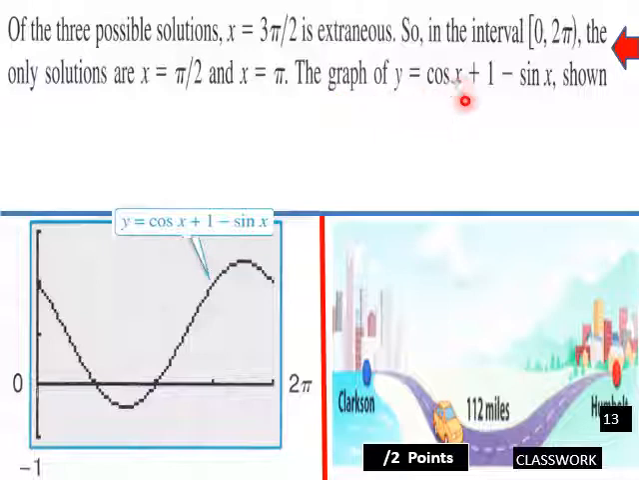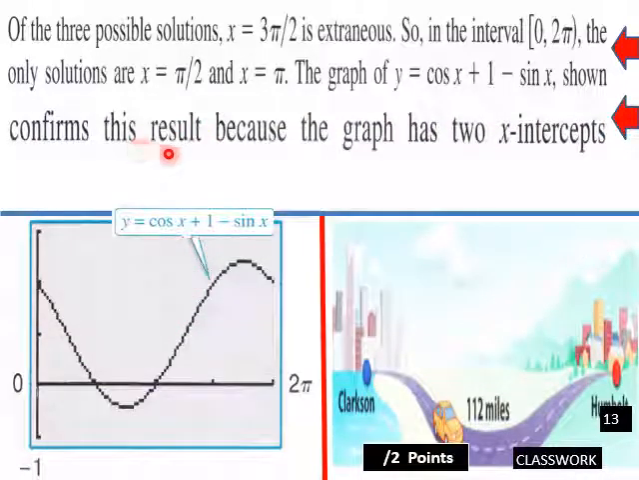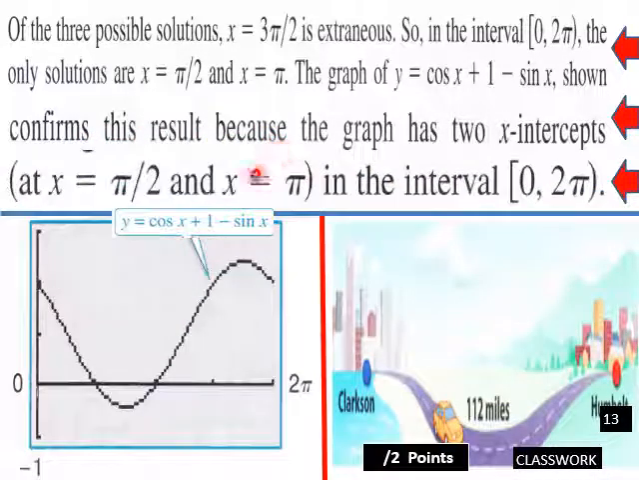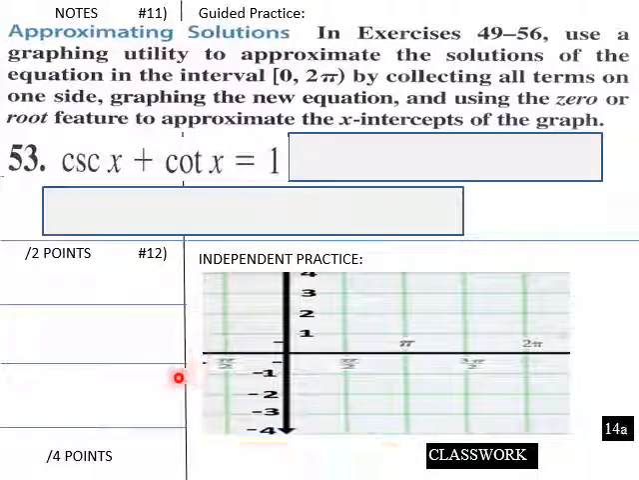The graph of y equals cosine x plus 1 minus sine x is shown. That's this curve here. And this confirms this result because the graph has x-intercepts at pi over 2, which is here, and x equals pi is here, in the interval of 0 to 2 pi. So that's the way you check it, with your graphing calculator.